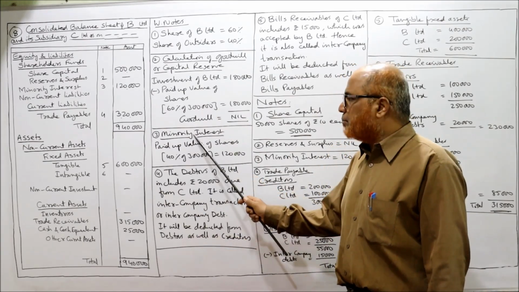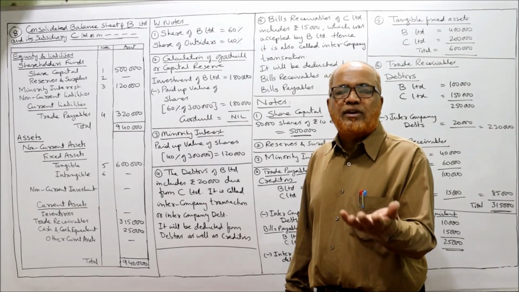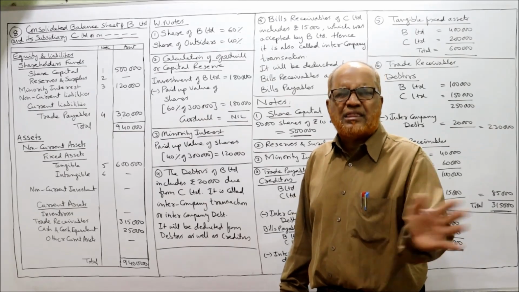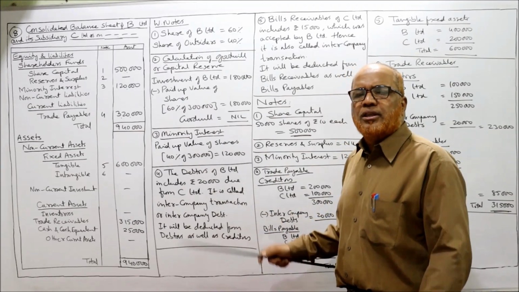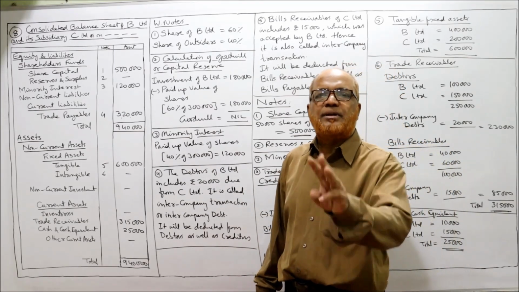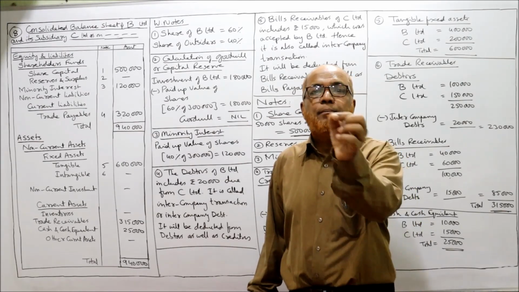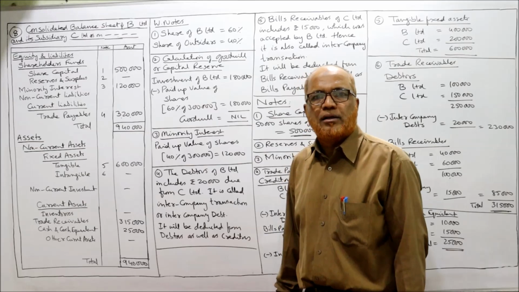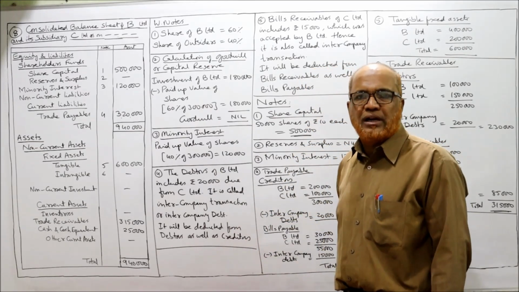First point done. Second, minority interest. We don't have any reserves, we don't have any profit, we don't have any loss, nothing. So simply we'll take the paid up value of shares. The total share capital of C Limited is 3 lakh and 40% is held by minority interest, the outsiders. So 40% of 3 lakh, 1,20,000 is the minority interest.